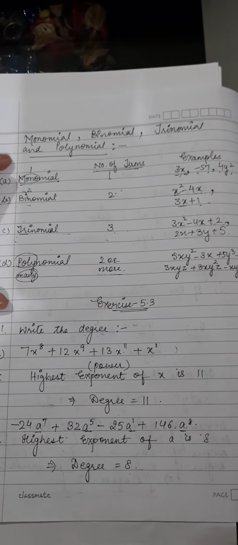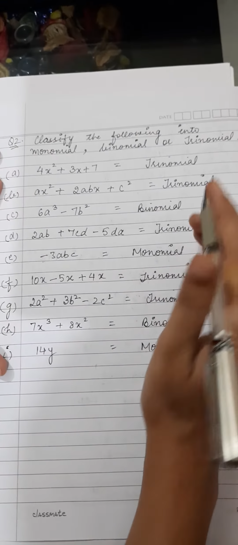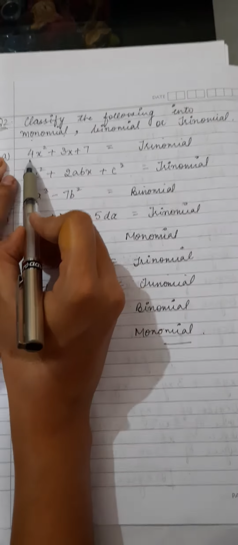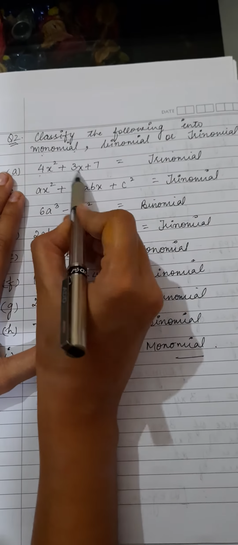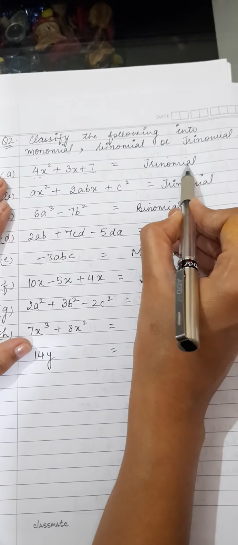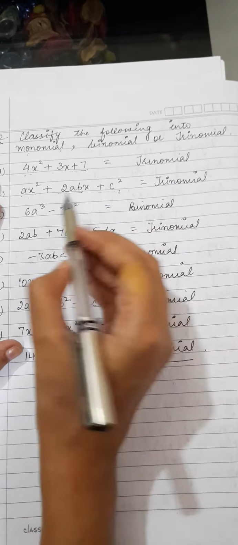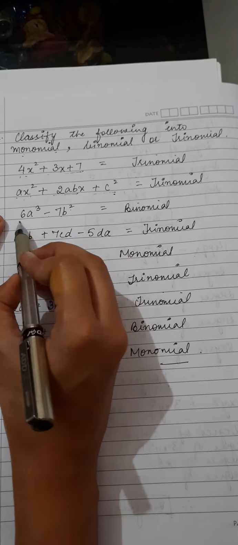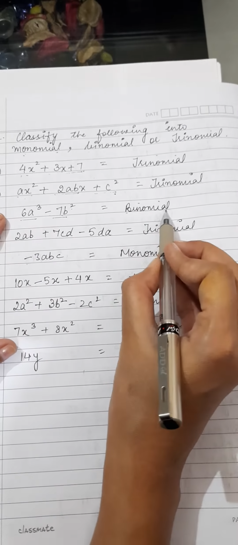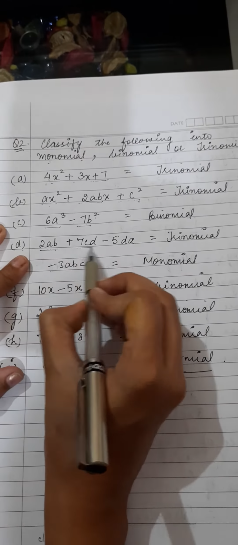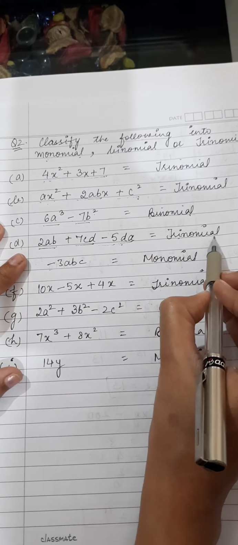Okay. Now on the basis of this, we are having question number 2 of this exercise 5.3. Question number 2 is, you just have to write which of the following are monomial, binomial or trinomial. Now you just have to count the number of terms. 1, 2, 3. 3 terms are there, so trinomial. 1, 2, 3. How many terms are there? 3. So that means again trinomial. 6a cube minus 7b square. How many terms? 2 terms. So for that, binomial. For D, 1, 2 and 3. 3 terms. So that means trinomial.